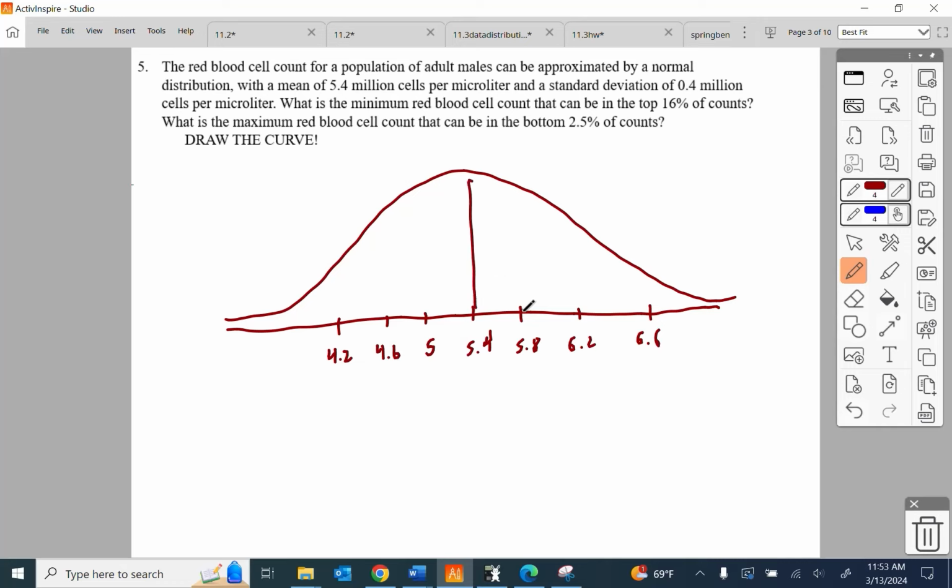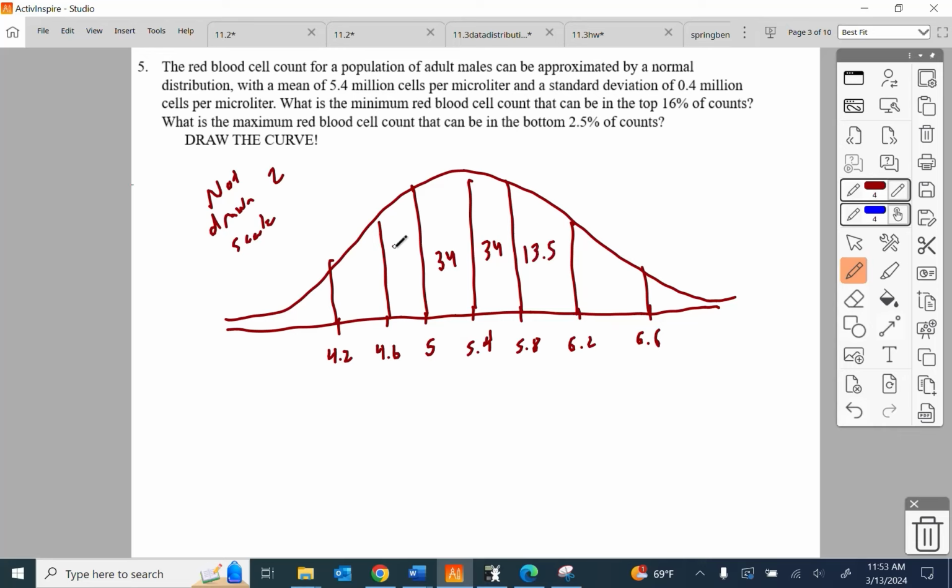And I'm going to go ahead and assign my percentages. Again, this is not drawn to scale. Please understand that. These are 34%. These are 13.5%. These are 2.35, 2.35. And this little guy right here is 0.15, as is this little guy right here, 0.15.